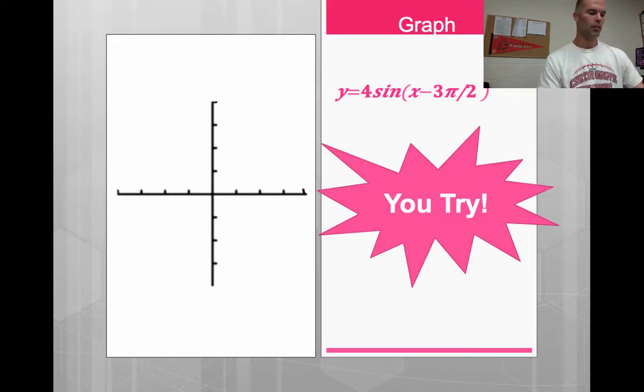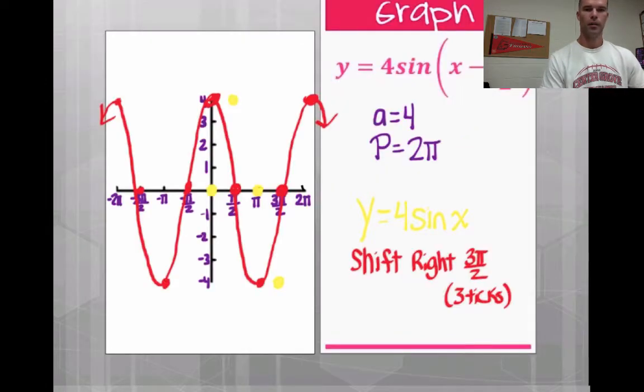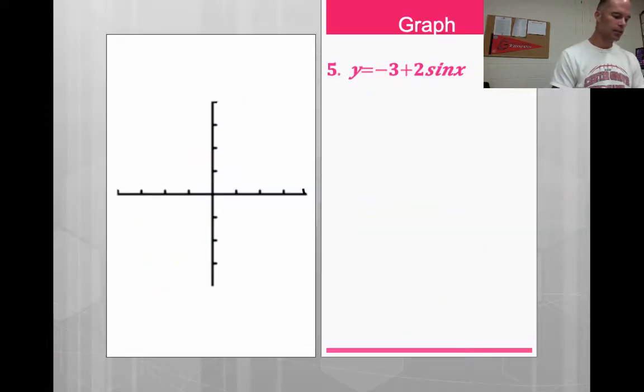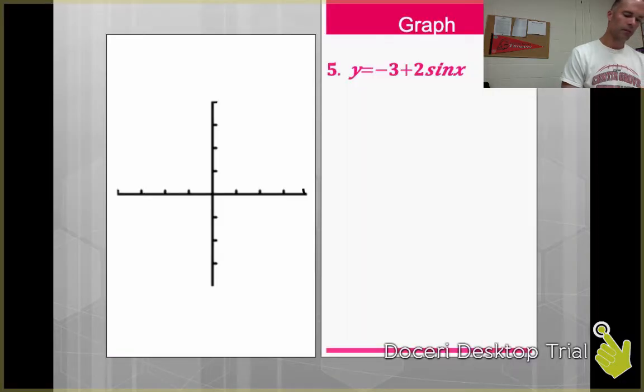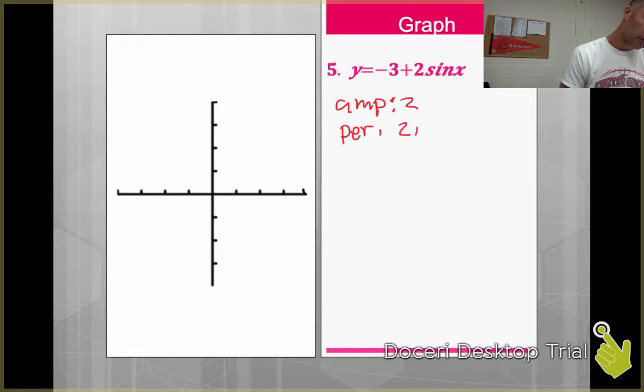All right, so go ahead and pause the video and you try this graph by yourself. And there we go, that's what we should get. All right, let's take a look at our next one here. So we have y equals -3 plus 2 times the sine of x. All right, so my amplitude here is going to be 2. My period is still 2 pi. Nothing's changing there. All right, but this says I need to move everything down 3 units.